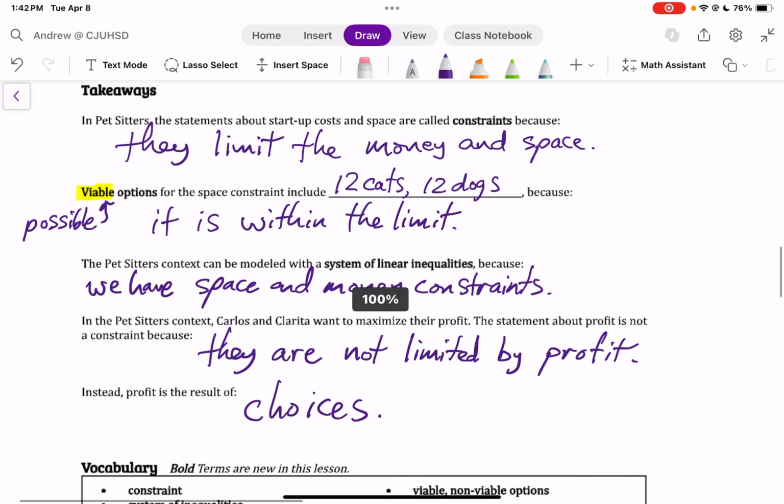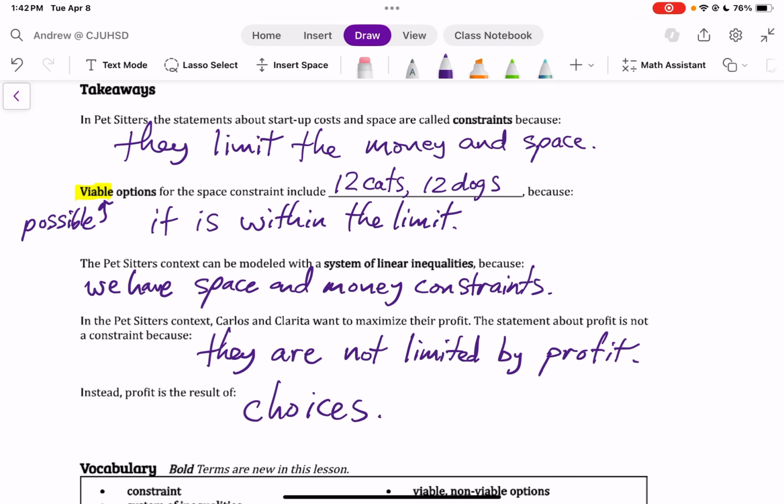Now let's look at the takeaways from this. In pet sitters, the statements about startup costs and space are called constraints because they limit the money and the space. A viable or a possible option for the space constraint includes 12 cats and 12 dogs because that's within the limit for both, actually. The pet sitter's context can be modeled with a system of linear inequalities because we have space and money constraints. We have to look at both.